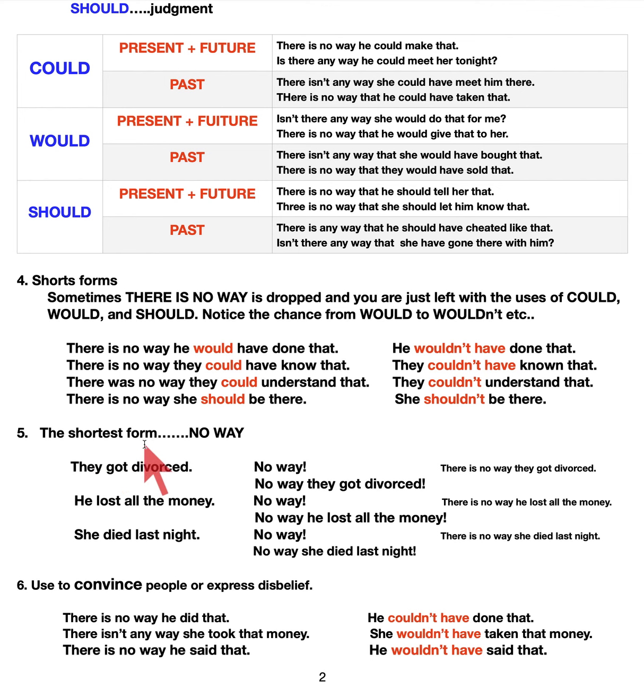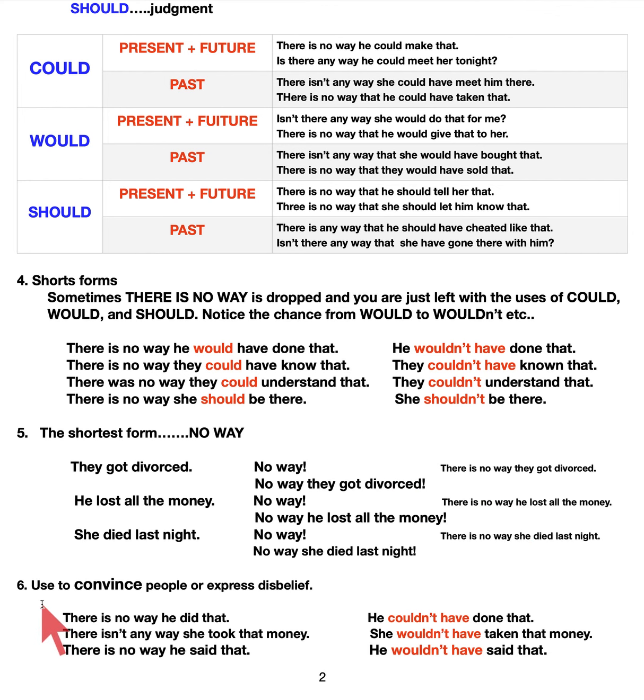You find the very shortest form, which is just no way. For example, they got divorced. No way. No way they got divorced. There is no way they got divorced, but this is the short form. It's the exclamation. He lost all the money. No way. You know, you're surprised. It's a sense of surprise, because it's meaning there's no way that he could do it.